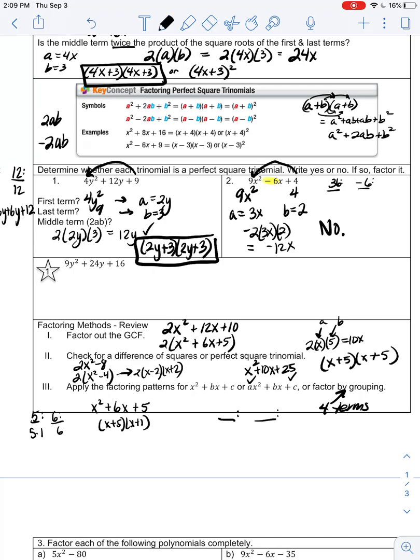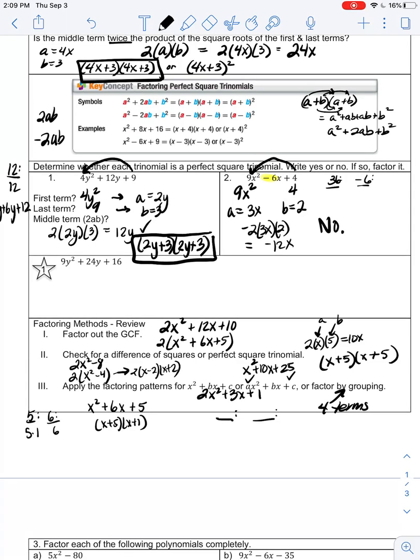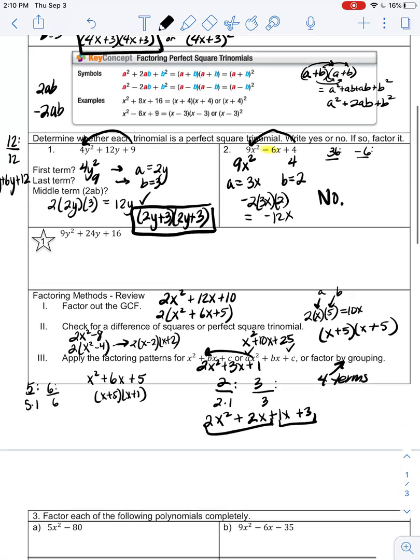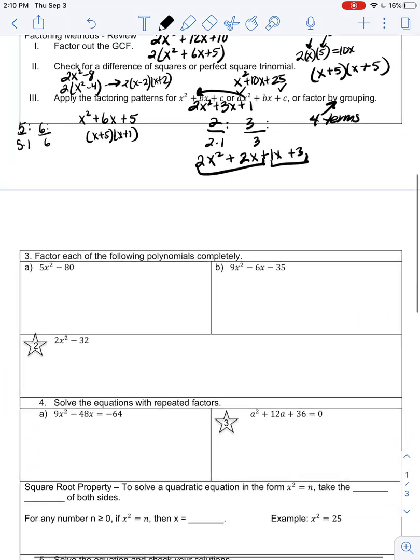So let's say we had 2x squared plus 3x plus 1. So you'd need 2 numbers that multiply to 2, add to 3, that's 2 times 1. And then you have to go ahead and break up that middle term. So remember, we're replacing the 3x with 2x and 1x. And then you factor by grouping. So that's kind of the overview of factoring from chapter 1.